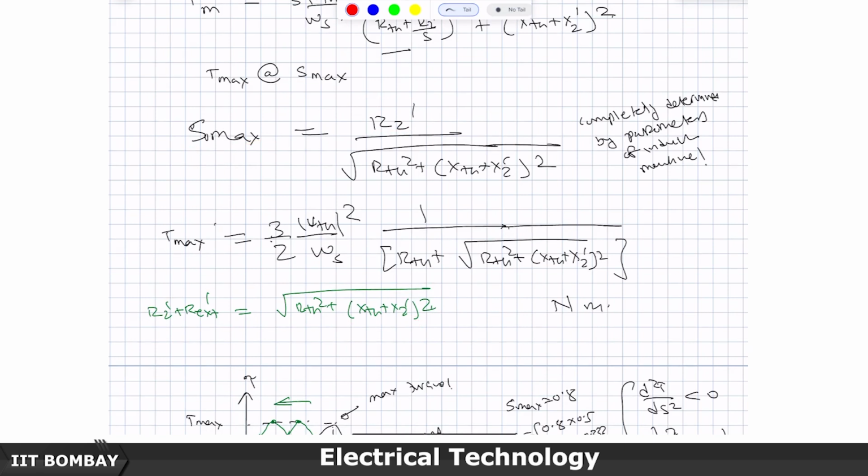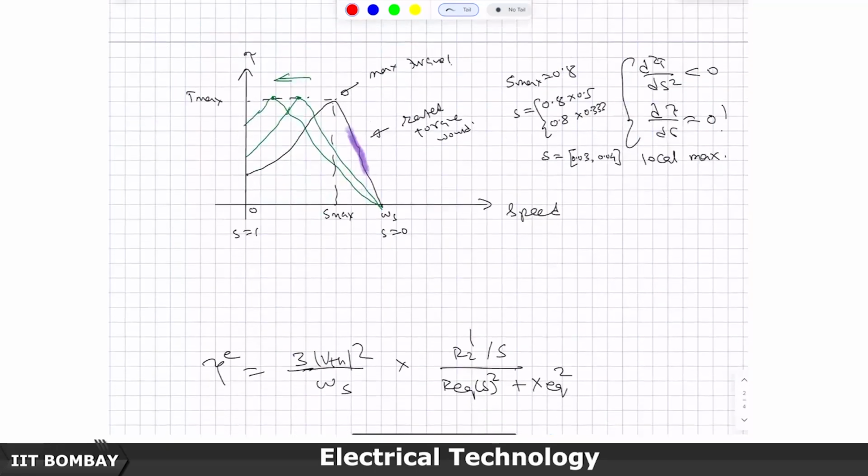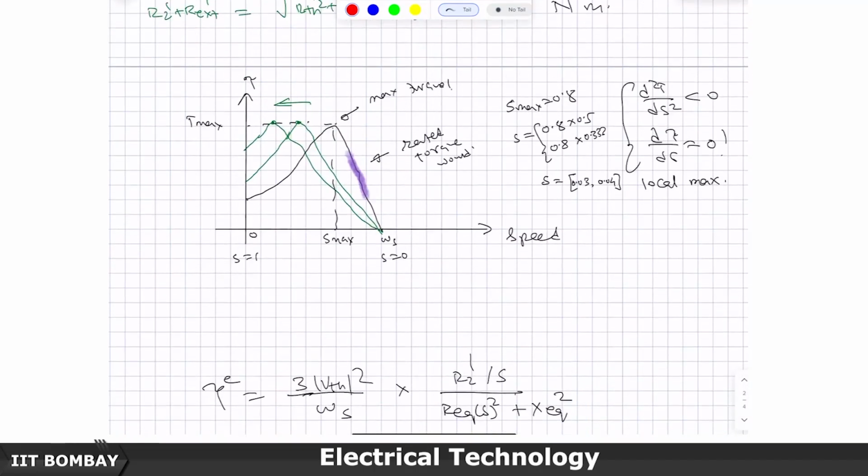The S max will become 1. So, S max will become 1 means maximum torque will be obtained at unit slip, or at the starting position. In that case, this figure, the extreme figure would be something like this, but the slip is still at synchronous speed, the torque will always be 0, and so this point is fixed.